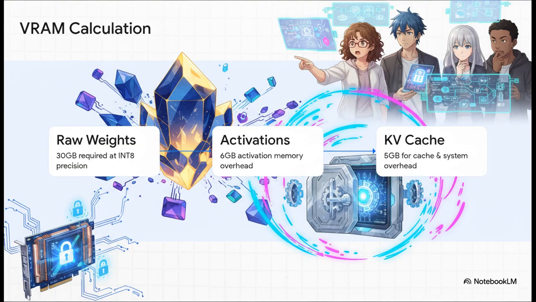But let's break down the actual math here, because VRAM math is definitely not linear. By compressing to INT8 precision, those raw weights drop down to 30 gigabytes. Awesome. But then you still have to account for 6 gigabytes of activation memory, plus another 5 gigabytes for KV cache and general overhead. So even with that INT8 optimization, we're still looking at 41 gigabytes of required memory. That means to actually squeeze this into a 24 gigabyte card, we absolutely have to rely on advanced techniques like activation checkpointing and optimized KV caching. This is exactly where most developers trip up.